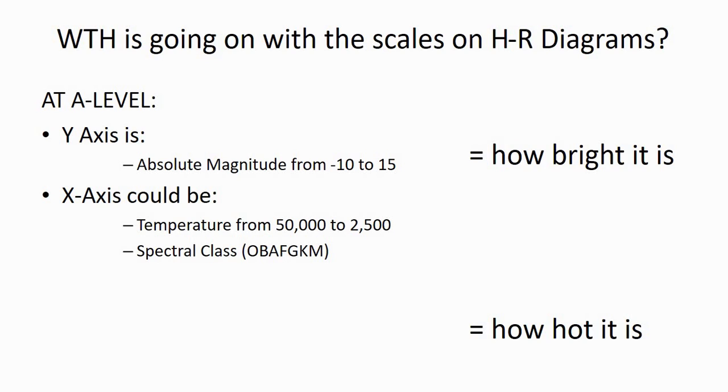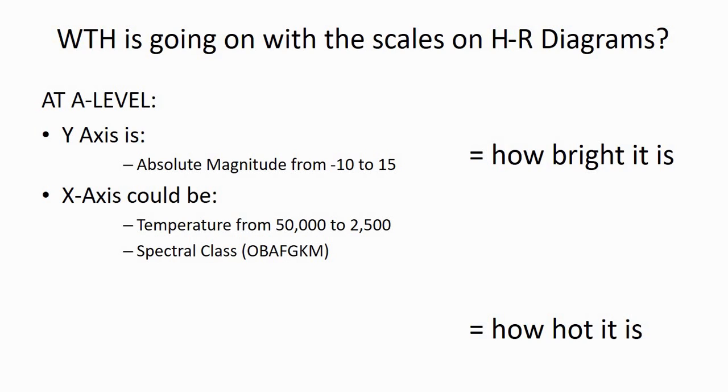And then your x-axis will either be temperature, 50,000 to 2,500, from left to right, or spectral class, O, B, A, F, G, K, M. Oh Be A Fine Girl Kiss Me. You do have to remember that mnemonic so that you can recreate the spectral classes in order without any gaps.